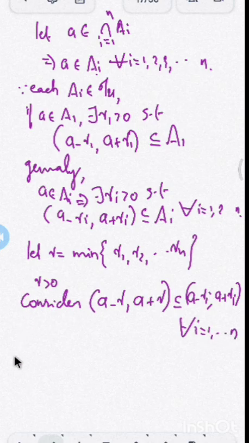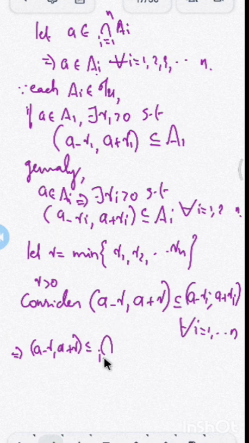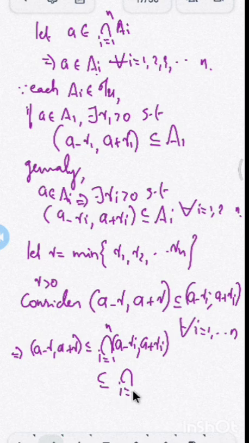Okay, which implies the interval (a − r, a + r) will be contained in, since it belongs to all of these intervals, their intersection, the intersection over i equal to 1 to n of (a − ri, a + ri). And this interval (a − ri, a + ri) is contained in the corresponding set Ai. So this will be contained in the intersection over i equal to 1 to n of Ai.